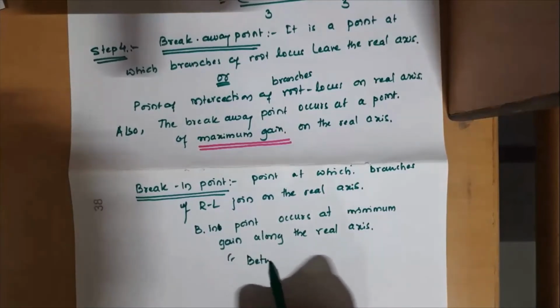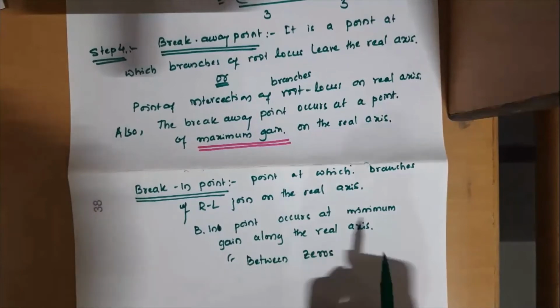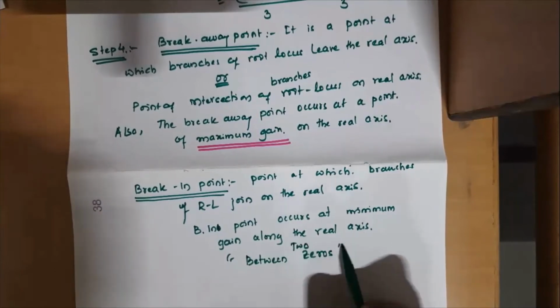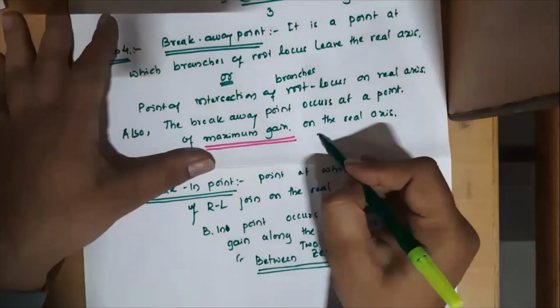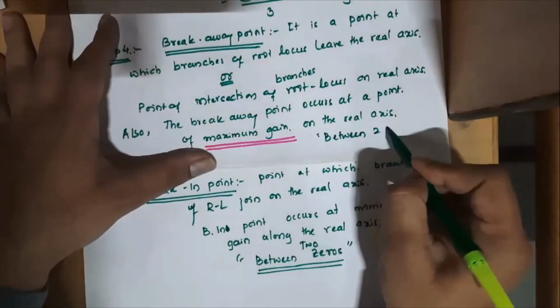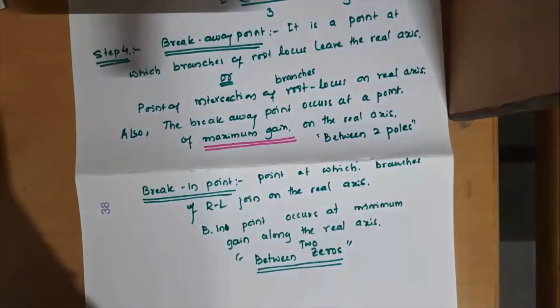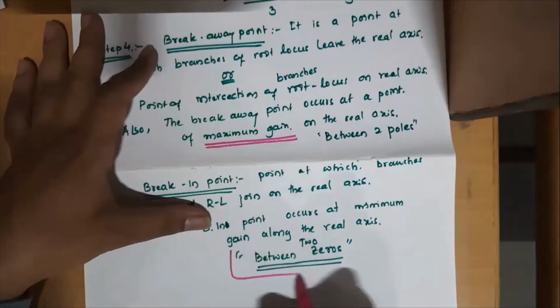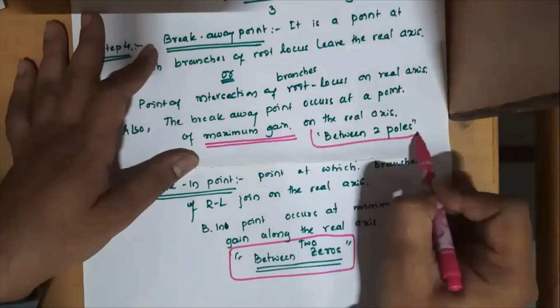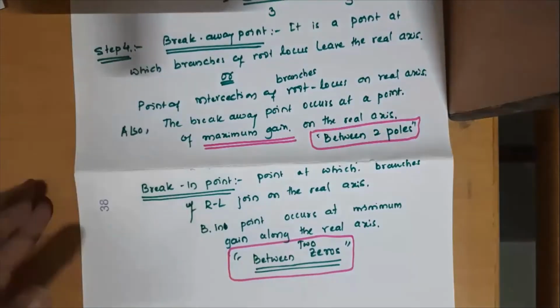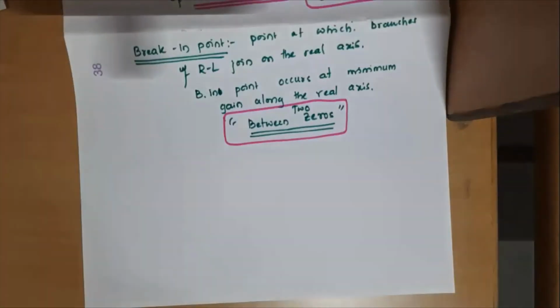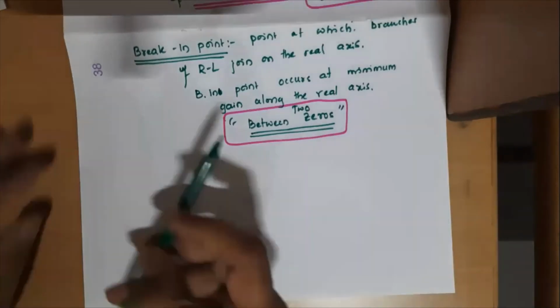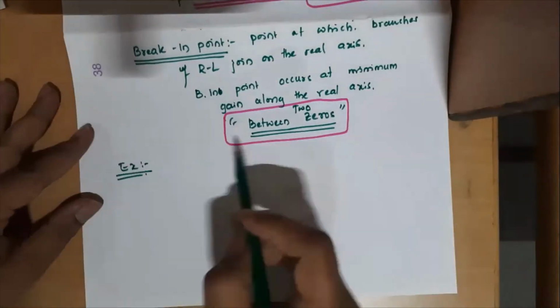The break-in point always occurs between two zeros, and breakaway occurs between two poles. So break-in between two zeros, breakaway between two poles. So what does this mean? Breakaway, break-in, maximum gain, minimum gain, between poles and zeros. Let us look at this example now.